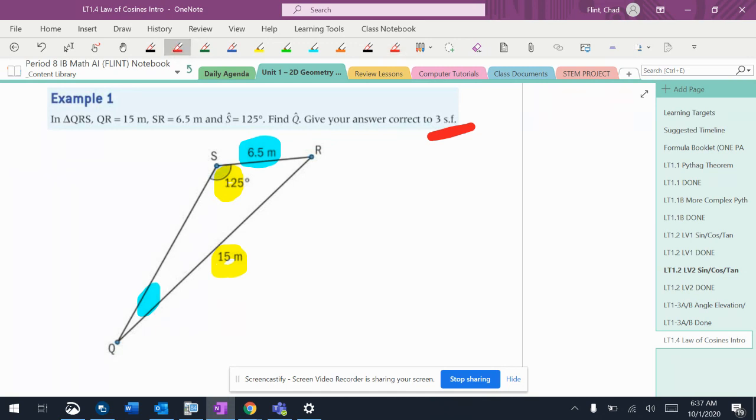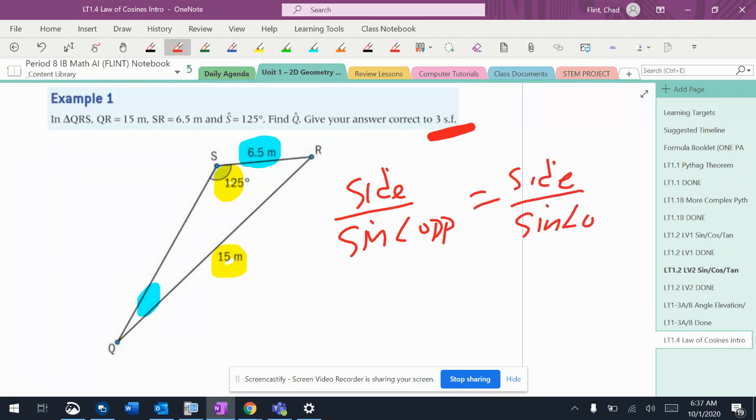So the formula is side over sine of angle opposite equals side over sine of the angle opposite it. You can put side 1, side 2. Just know that it's side over an angle. These are going to be the yellow ones. These are going to be the blue ones. It does not matter which order they go in.